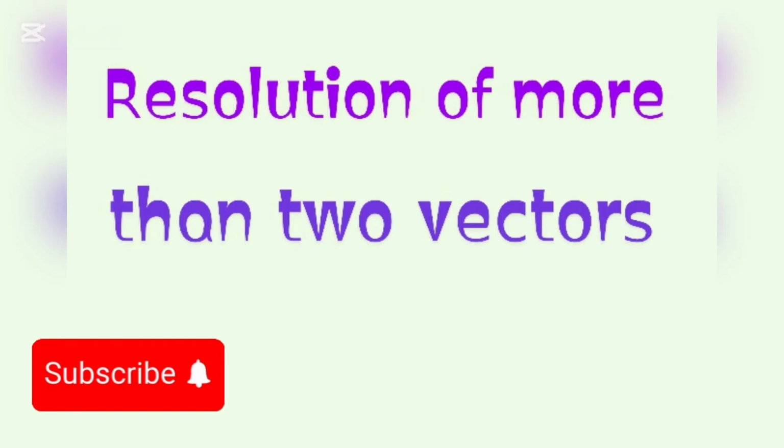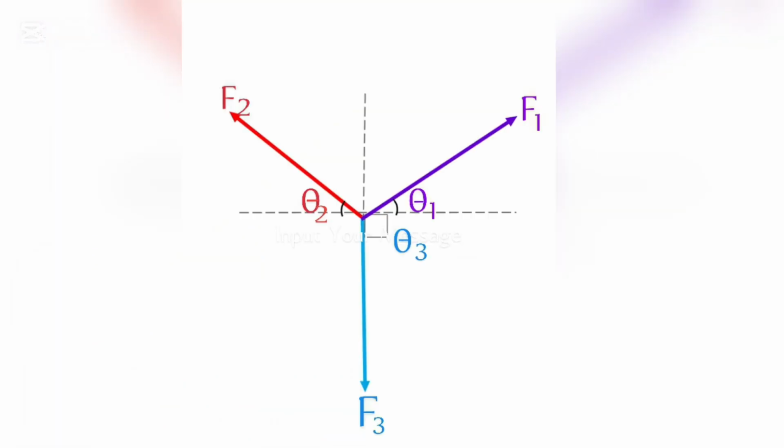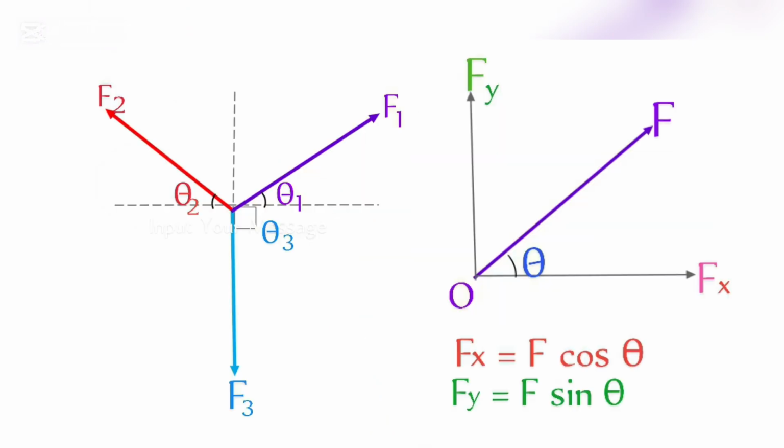In our last lesson, we learned how to resolve a force F acting at a point O at an angle theta to the horizontal into two components, that is the horizontal component Fx and the vertical component Fy. When a body is subjected to several forces, more than two forces, to find the resultant force acting on the body, we will need to resolve each force F in two perpendicular directions, its horizontal component Fx and vertical component Fy.